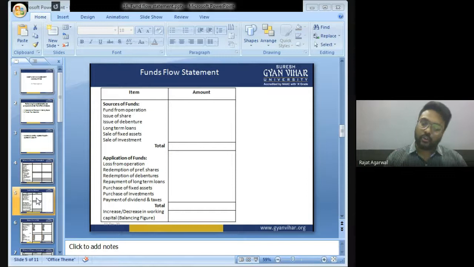I hope, bachcho, you all have understood now what is fund flow analysis. In the next class we will do more illustrations of fund flow analysis and then we will move ahead.